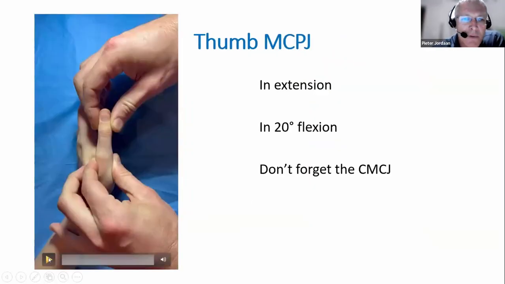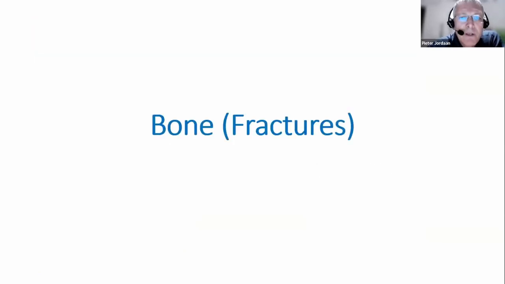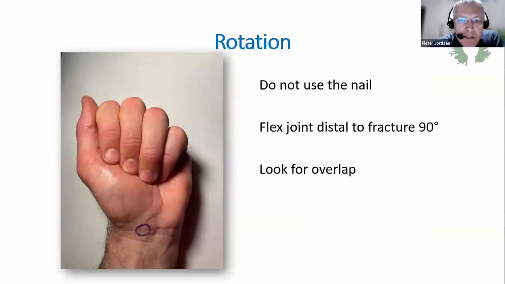With the thumb, just remember to examine it in extension, the thumb MCP joint, and in 20 degrees of flexion. So that's quite an important thing to remember. And don't forget the CMC joint. In other words, people tend to forget that the CMC joint can also get injured. Don't forget that.